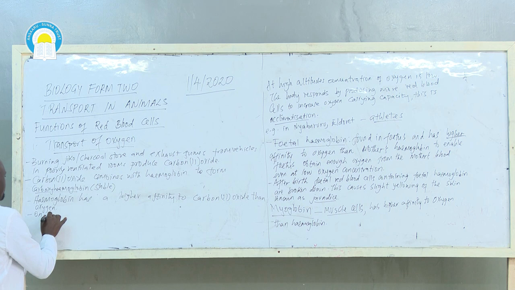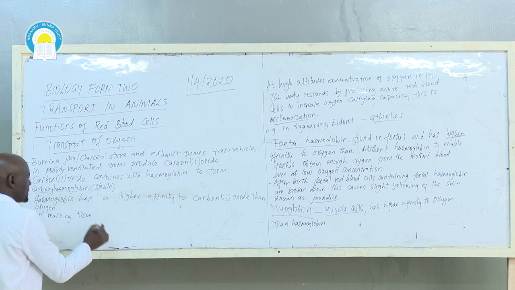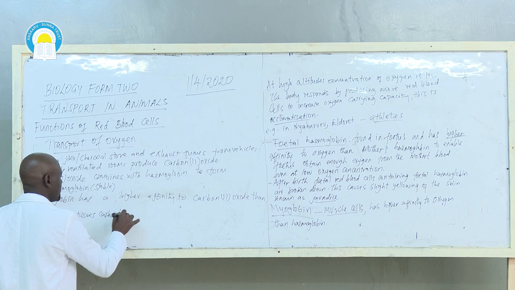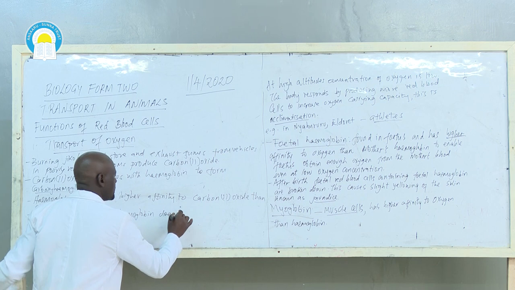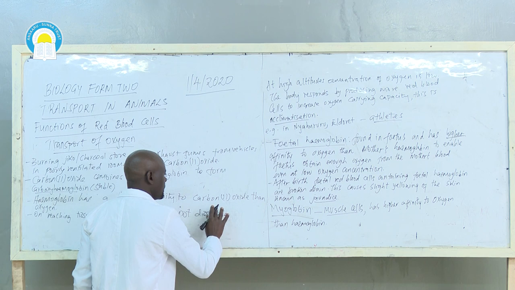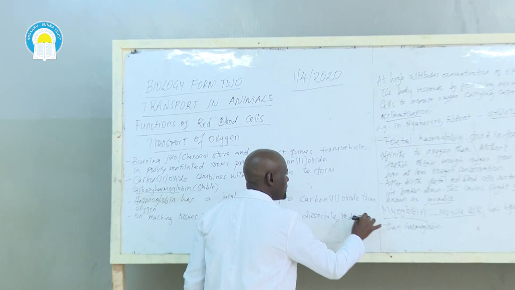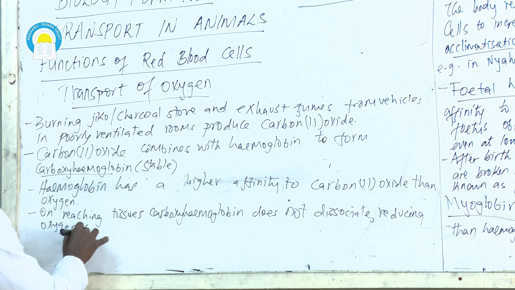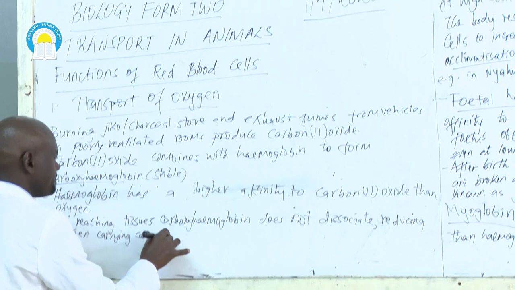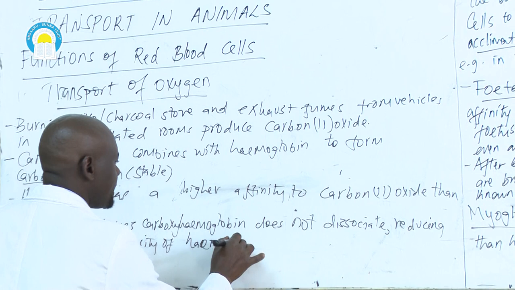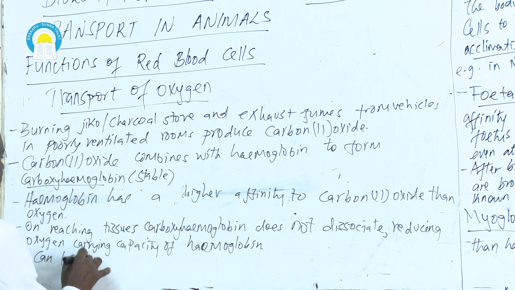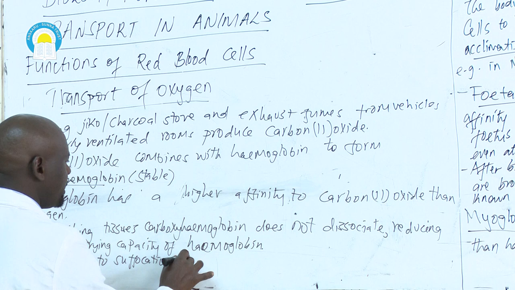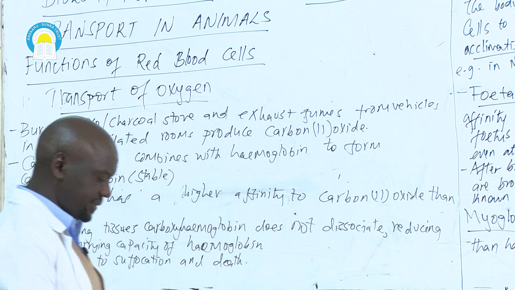So on reaching tissues, e.g. muscle cells, carboxyhemoglobin does not dissociate. So this reduces the oxygen carrying capacity of hemoglobin, which we have said can lead to suffocation and sometimes death if the person is not removed and taken to an area where there is enough oxygen.